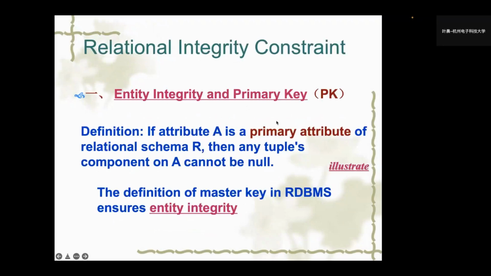So first, the entity integrity. Its formal definition is: if an attribute A is a primary attribute of the relational schema R, then any tuple's component on A cannot be null. So this is the definition of the primary key in the relational DBMS, which ensures the entity integrity. It means for the attribute which is a primary key, its attribute value cannot be null.